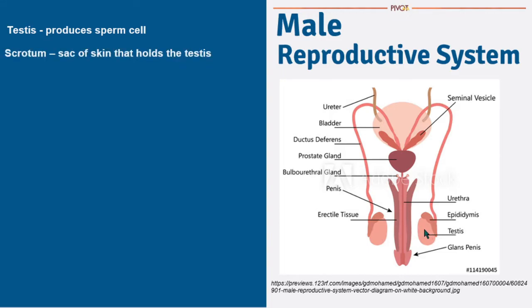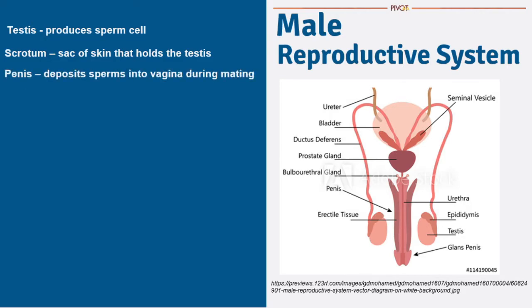Next, the scrotum. It is a sac of skin that holds the testis. Now, this is an external part of males which can be seen, unlike these, which are all internal organs. Okay?